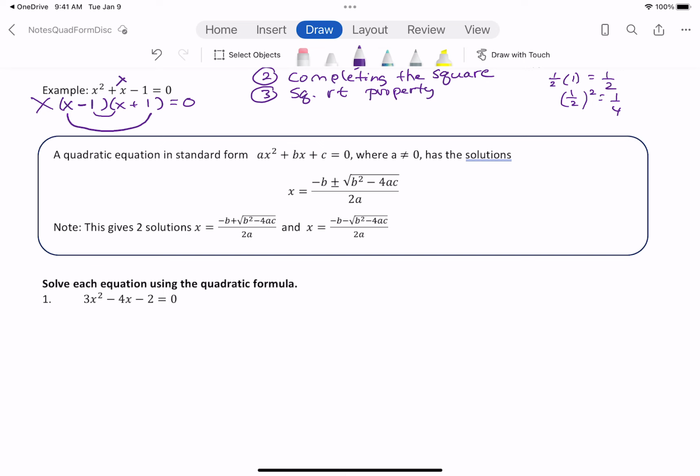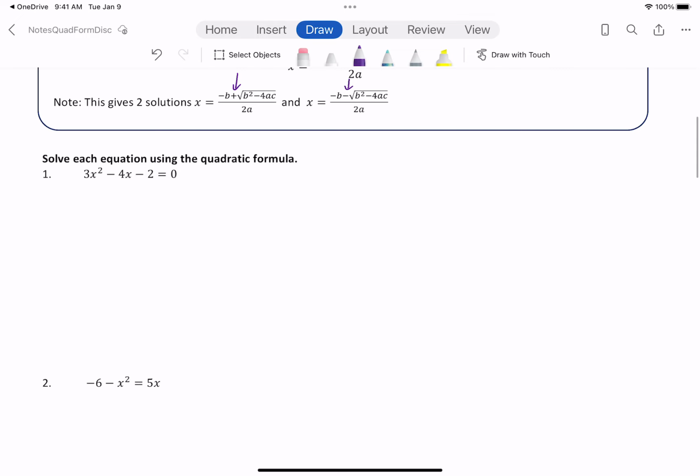So given a quadratic equation in standard form, which we've looked at before, is ax squared plus bx plus c equals 0, then using the quadratic formula, we get the solutions. x is equal to -b plus or minus the square root of b squared minus 4ac all over 2a. So, of course, this is two solutions.